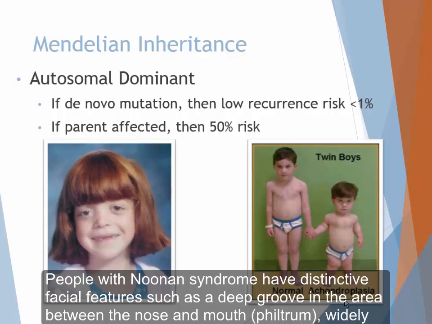And this one's a classic picture of twin boys. Are they identical or non-identical? We're going to say they're non-identical because one of them has a gene fault that causes achondroplasia, the other doesn't. So that's a classic 50-50 risk.